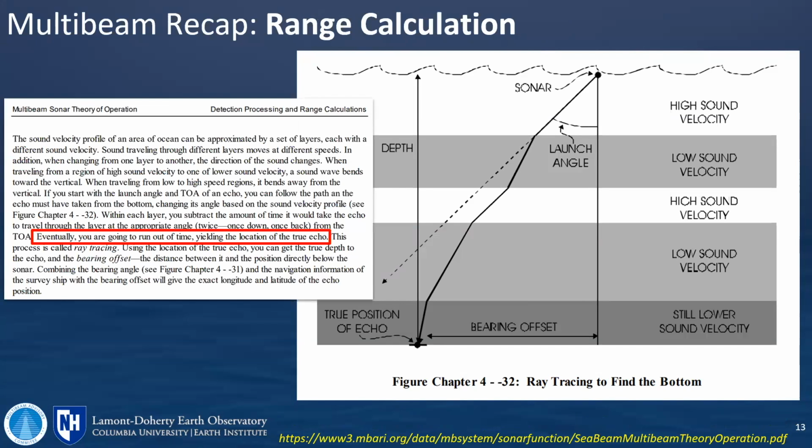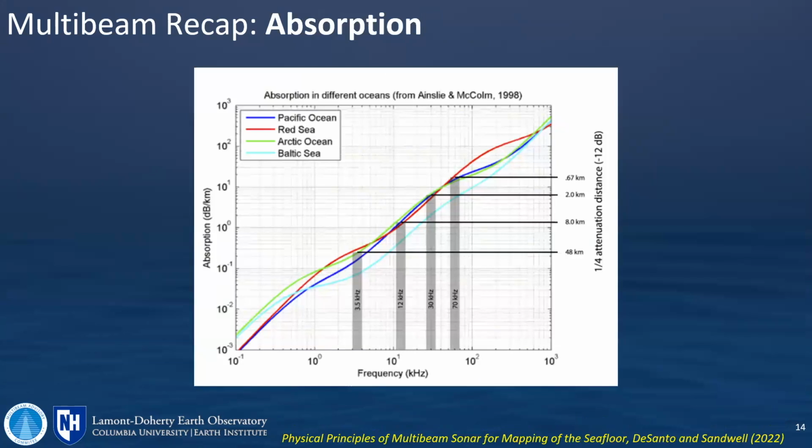So again, this is an example of why I like the wording of this document. When they're discussing the range calculation, eventually you're just going to run out of time, yielding the total range to that sounding: total cumulative travel time through all those layers. So I'd highly recommend checking out that document on the wiki and getting a deeper dive into the appreciation for why sound speed is that important.